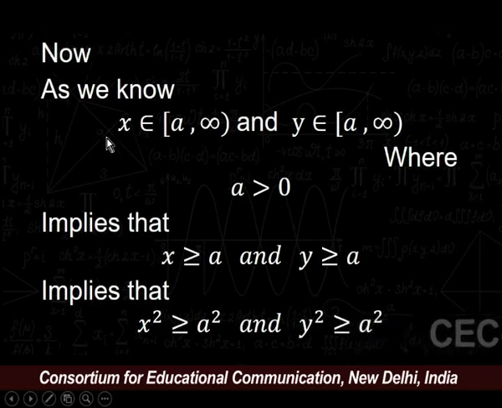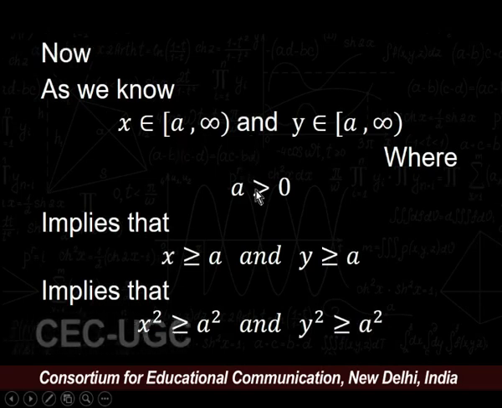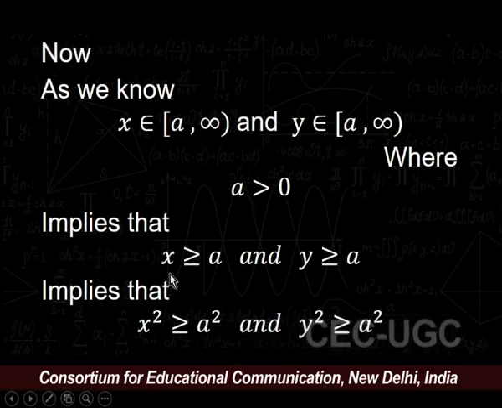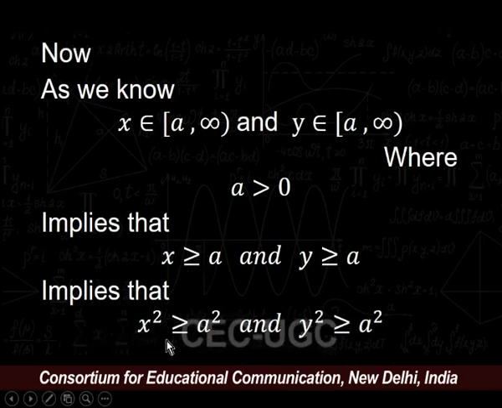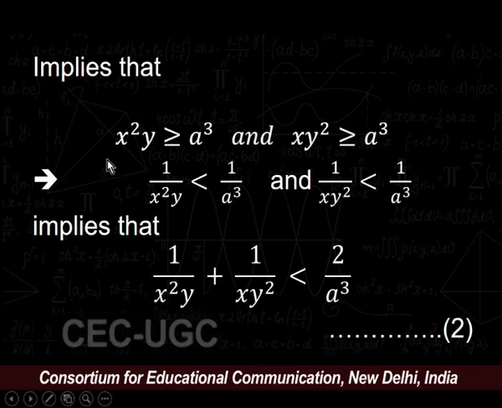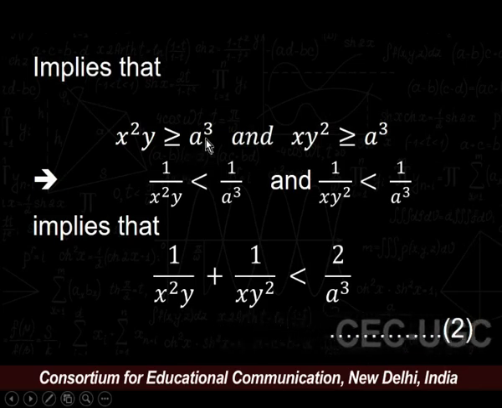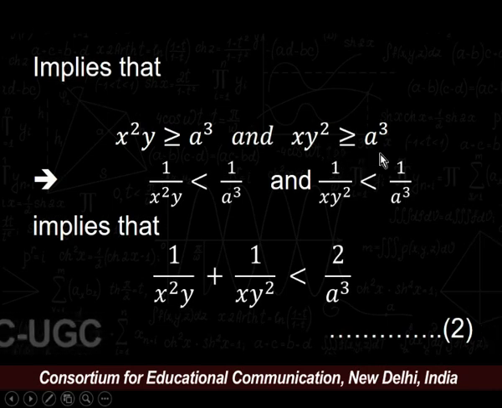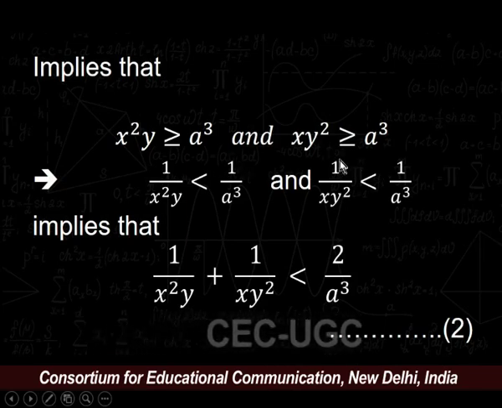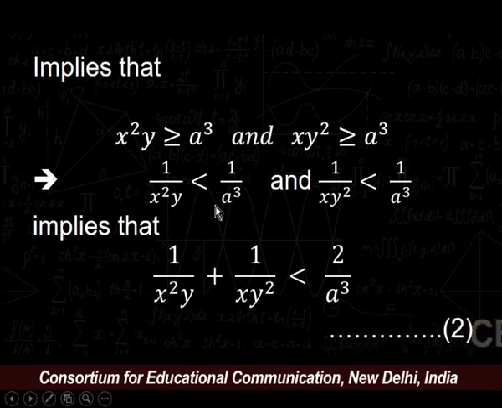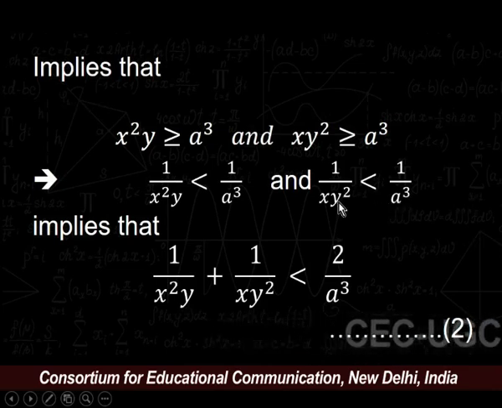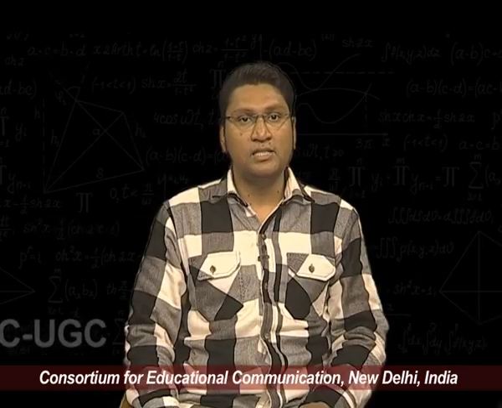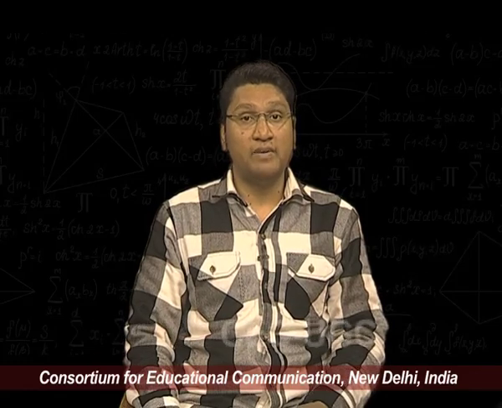Now, as we know that both points belong to the interval [a, ∞) where a is greater than 0, this implies that x must be greater than or equal to a as well as y must be greater than or equal to a. So, this implies x² must be greater than or equal to a² as well as y². This implies that x²y must be greater than or equal to a³ and xy² must be greater than or equal to a³. After taking reciprocals, we get 1/(x²y) ≤ 1/a³ and 1/(xy²) ≤ 1/a³. After adding these two inequalities, we get equation number 2, which says that 1/(x²y) + 1/(xy²) ≤ 2/a³.